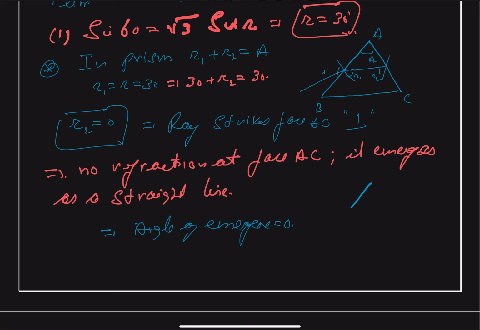So more or less we can draw the figure like this, and it bends and it goes. This is our normal and it comes as perpendicular to the surface. So this angle will be 90 degree and it will be going straight. So this is our A, B and C. This is our I, and this we considered as R, which was equal to our R1, and this was our R2. So we found out that the angle of emergence is 0 degree.